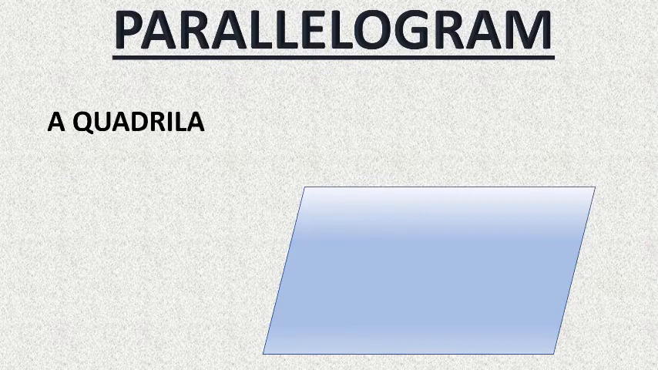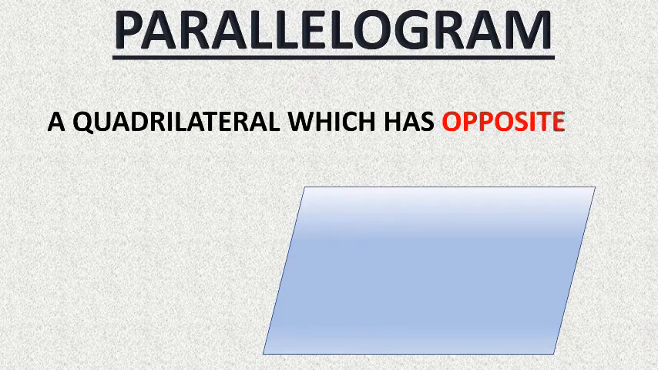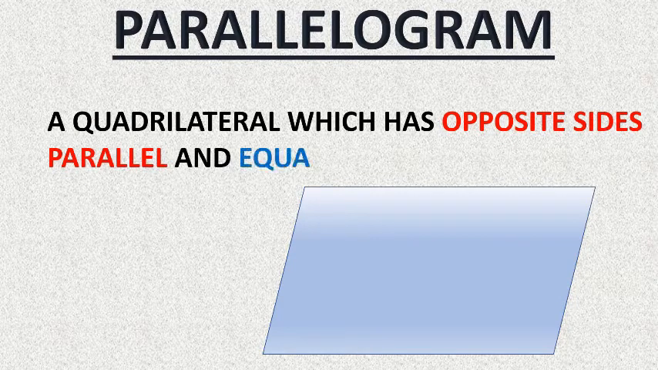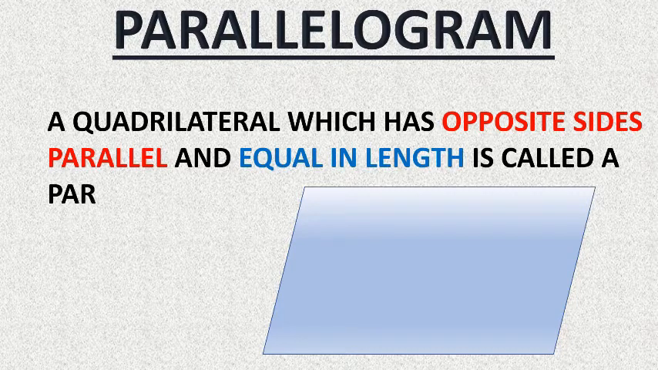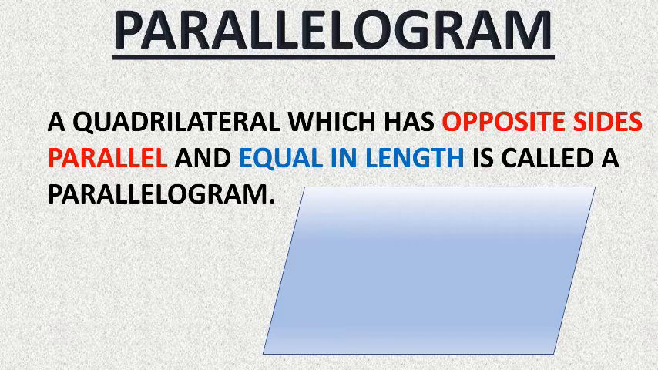And then next we have parallelogram. Now, what is a parallelogram? This is a parallelogram, and the definition is: a quadrilateral which has opposite sides parallel and equal in length is called a parallelogram. This you can relate with the rectangle. In this also, only opposite sides are equal and opposite sides are parallel.